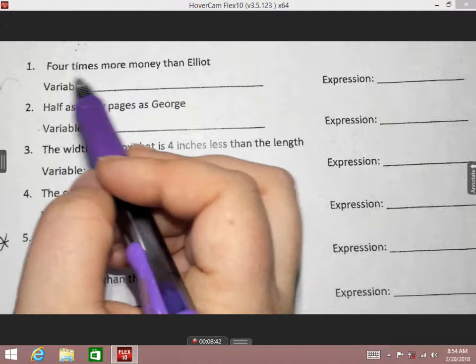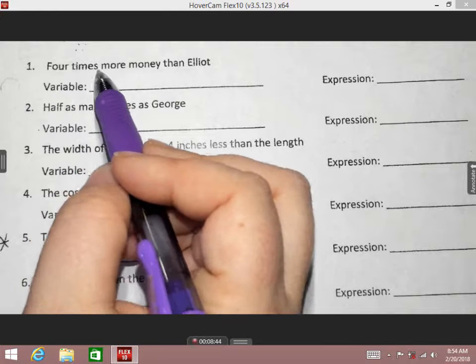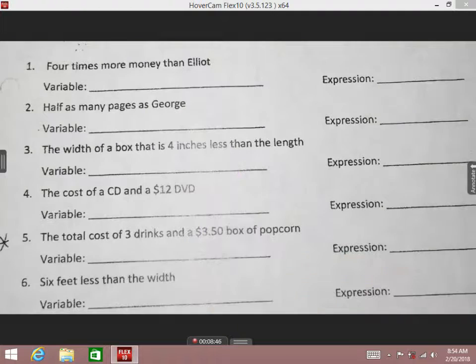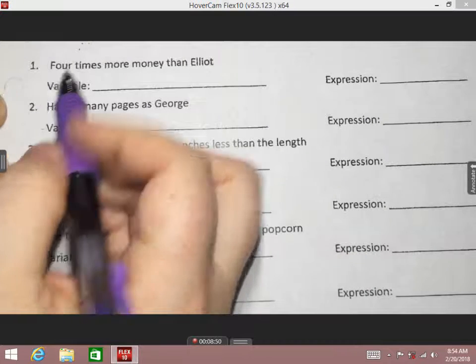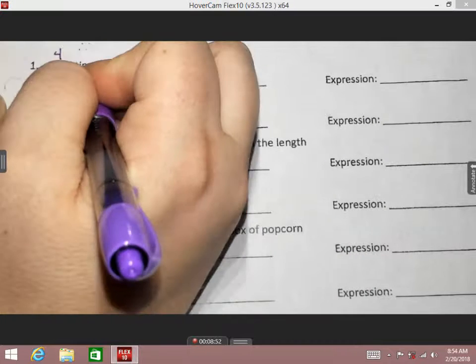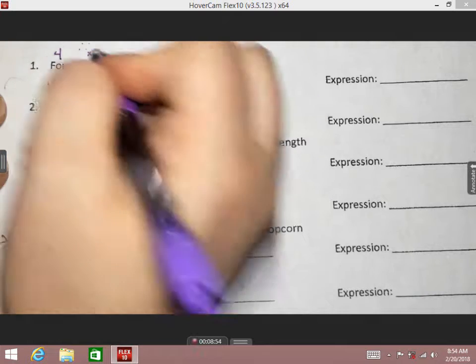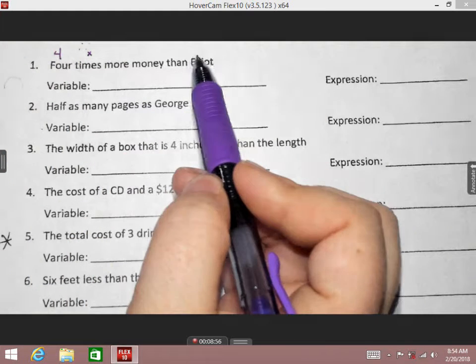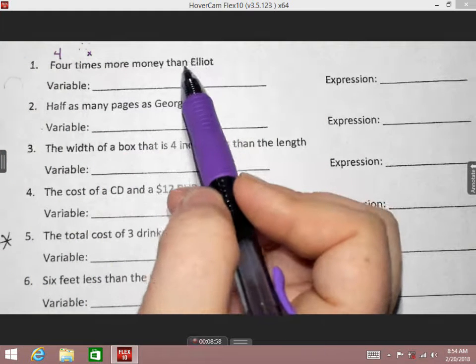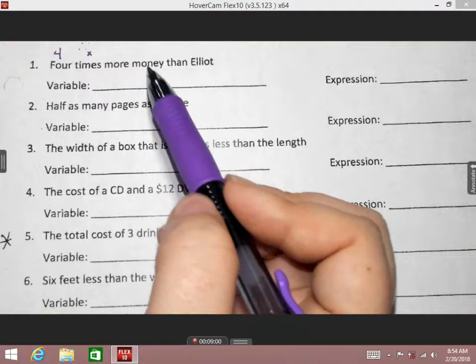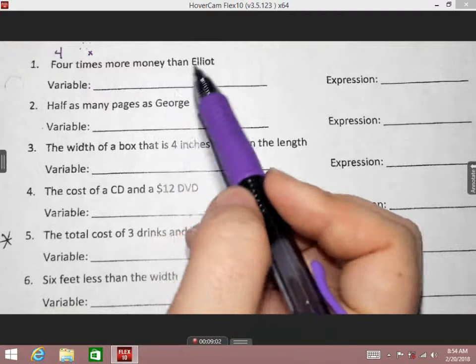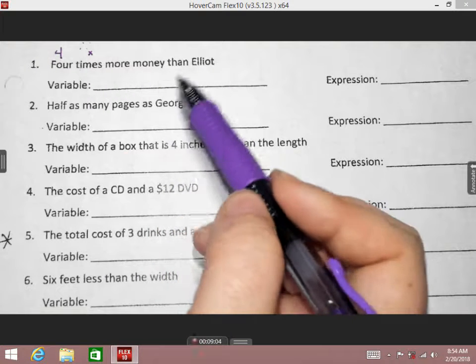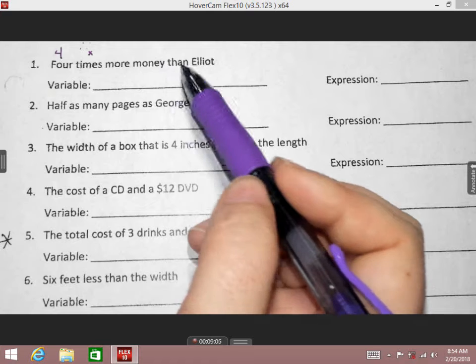All right, so let's read this sentence. It says, 4 times more money than Elliot. So if I'm going to start by looking at the math here, I know what 4 is, right? So it's 4. And we know times means that we're multiplying. More money than Elliot. Do I know how much that is? No? So what could I use? 4 times. Blake?